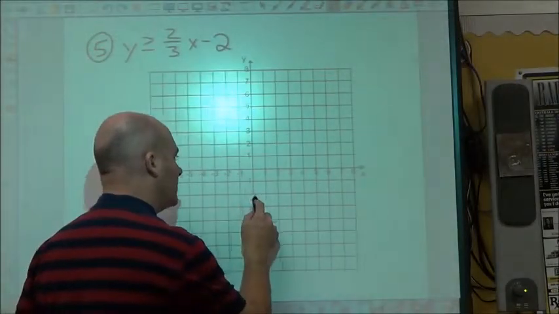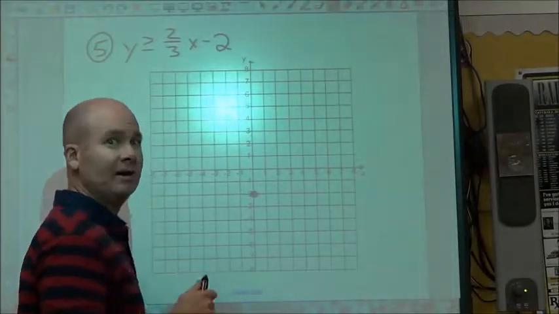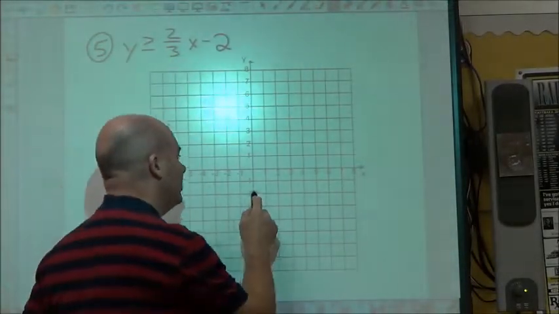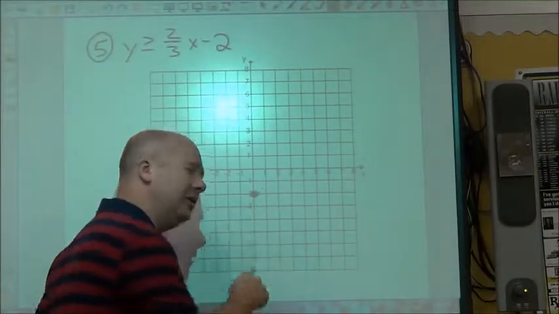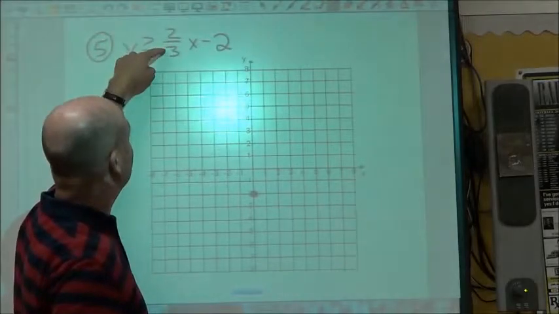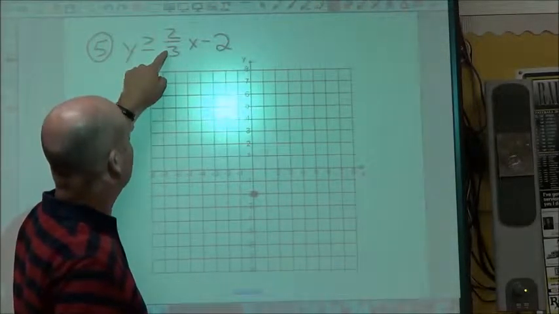So at negative 2, I put a dot. That's the way I have to start every problem. Now I'm going to do the slope. The slope is 2/3. Now I can't really go up 2/3 and over 1. I could, but it gets a little hard to see. So the easiest thing is rise 2, run 3. I'm going to go up 2 and over 3.